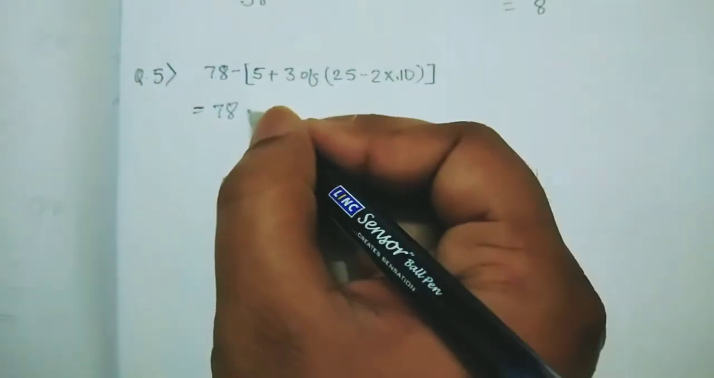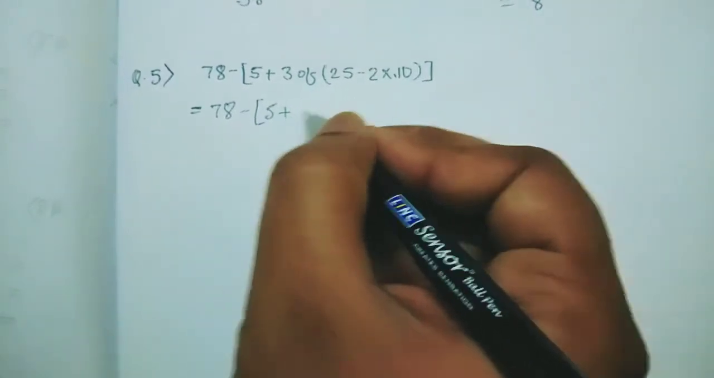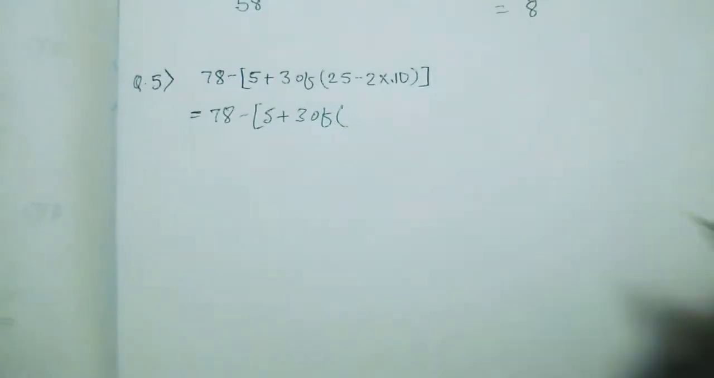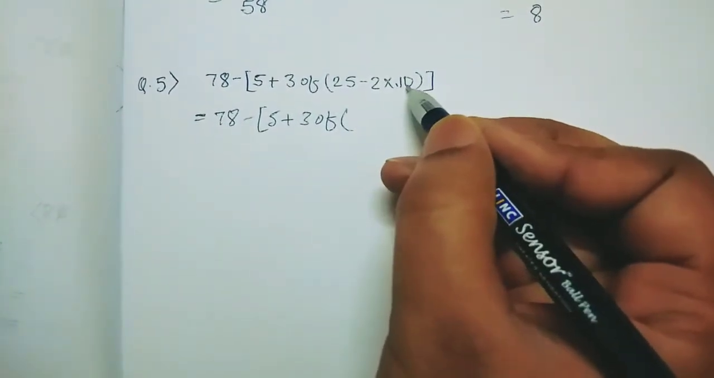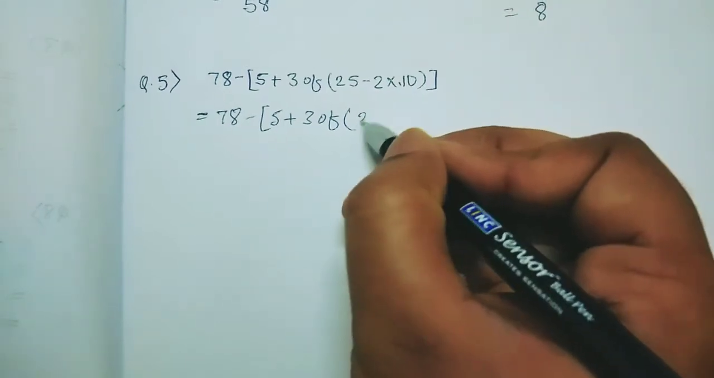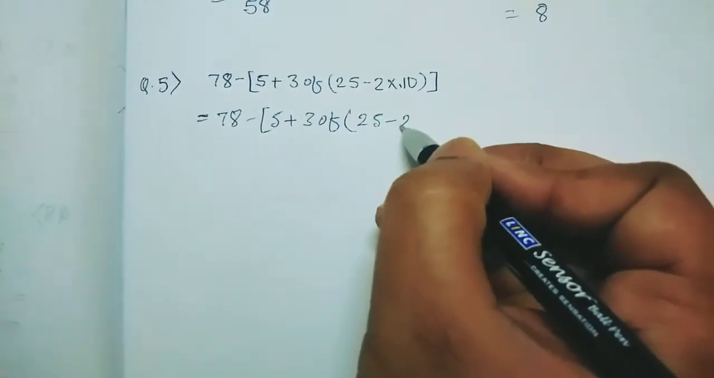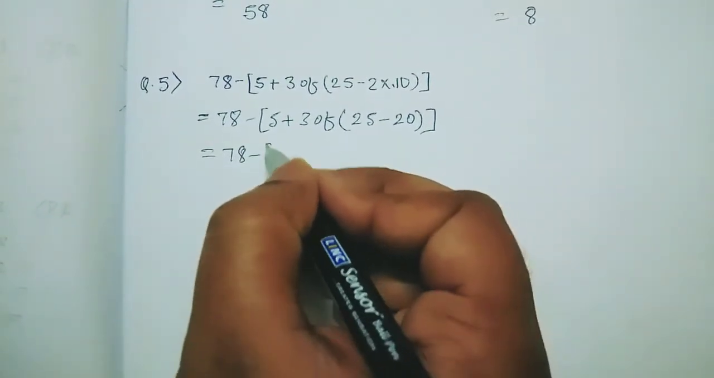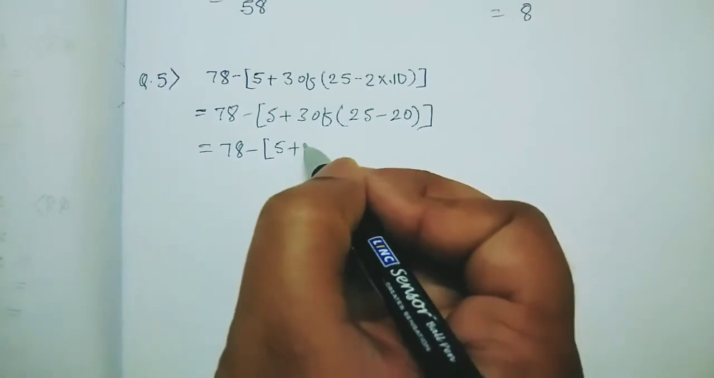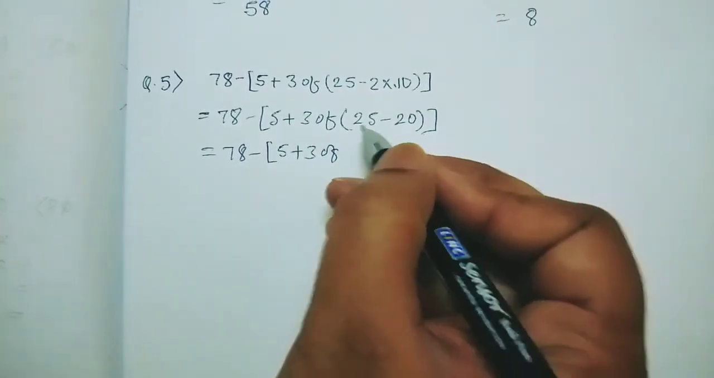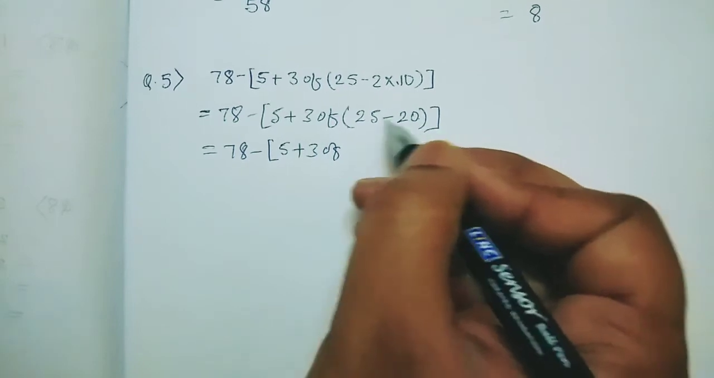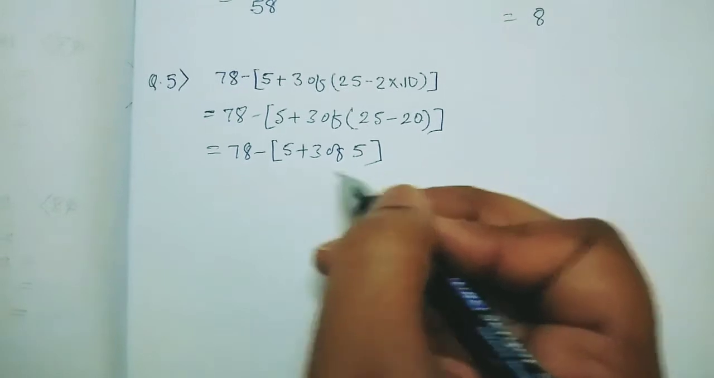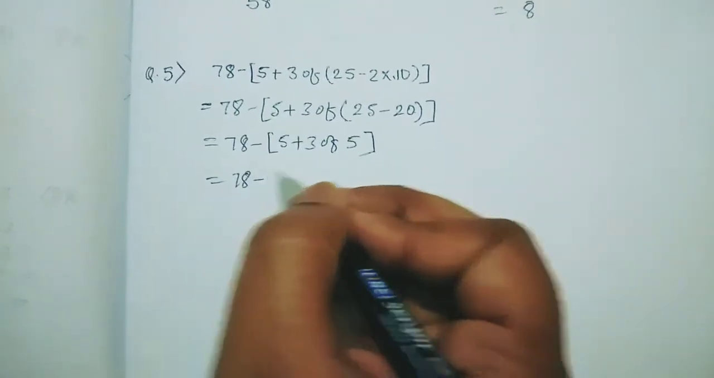78 minus 5 plus 3 of. So here you'll give the bracket, 25 minus 2 into 10. So you'll multiply 2 into 10 first of all. 25 minus 2 into 10 is 25 minus 20. Give the bracket again. Now close the bracket. 78 minus 5 plus 3 of 25 minus 20. You'll solve this small bracket again. 25 minus 20 is what? 5. So here write 5. Then the small bracket is gone. Now 78 minus.